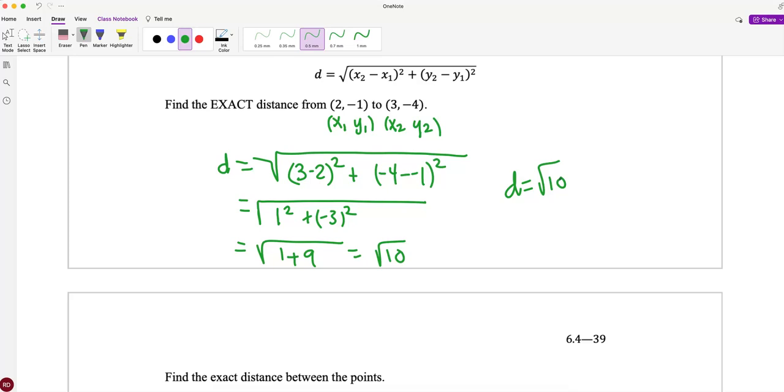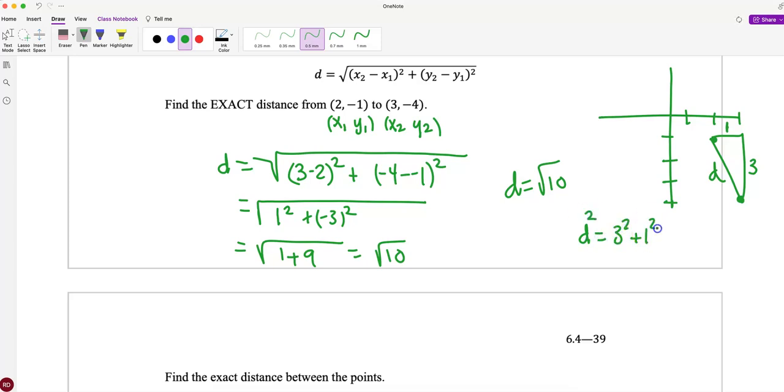Now, the other way, you could just draw where these points are. 2, negative 1, those are right here. Okay, 3, negative 4 is right here. So this is the point. If I draw a triangle between them, like this, then what is the distance from here to here? This distance is 1. And then 1, 2, 3, this distance is 3. So here's the side I'm trying to figure out. D squared is what? 3 squared plus 1 squared. So D squared equals 10, so D is the square root of 10.